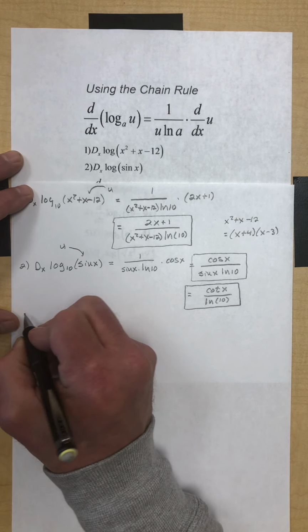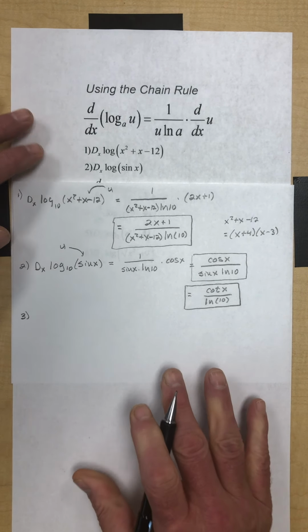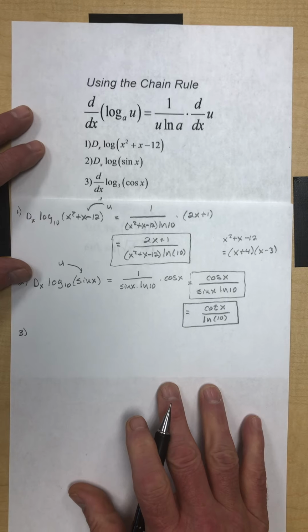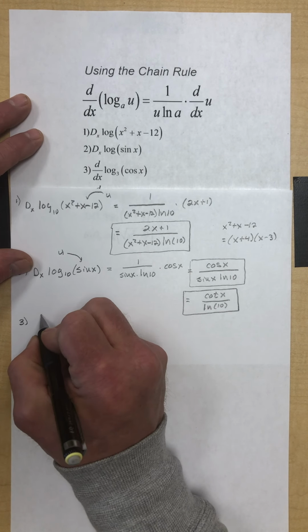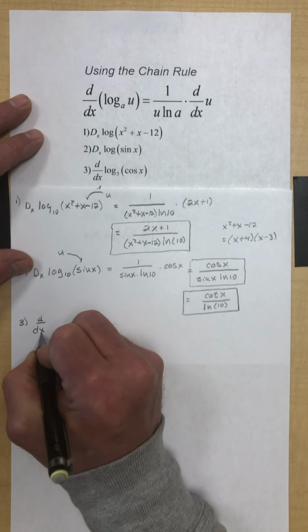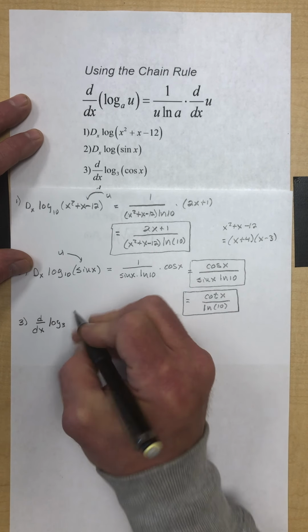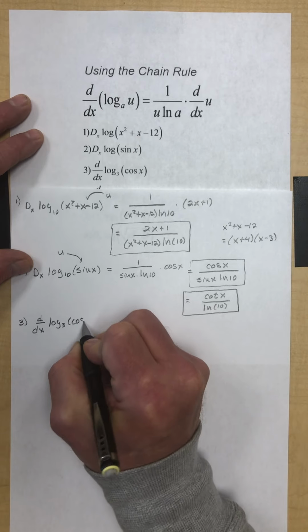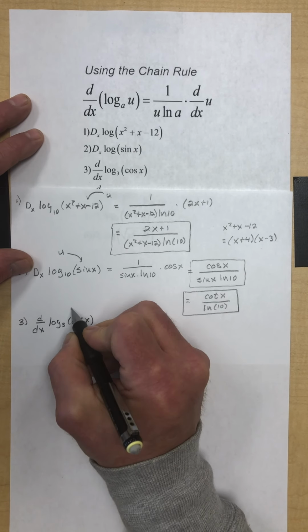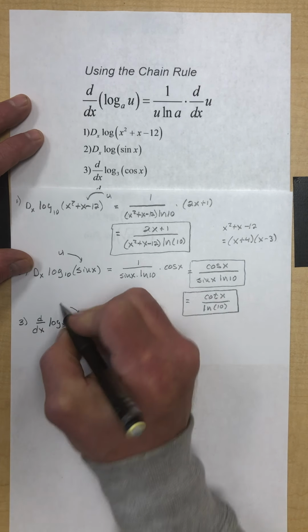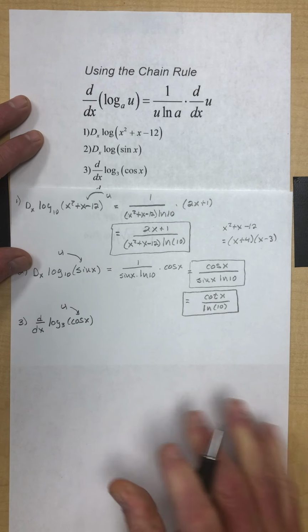Okay, so let's go down to the third one. Let's see, what's this one? Okay, so we're taking dx of log base 3 of the cosine of x. Okay, so let's see, cosine of x is my u, and obviously my a is 3.